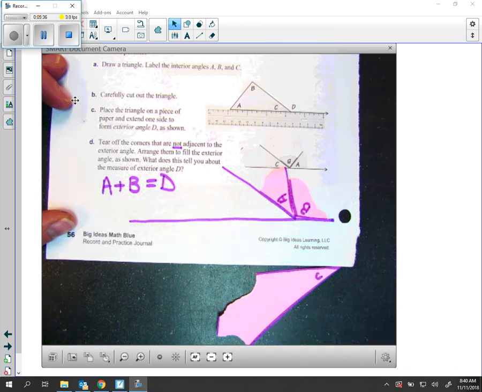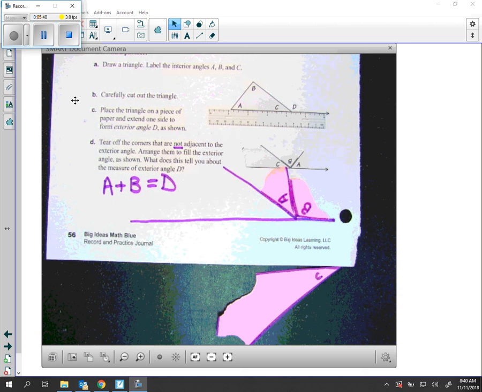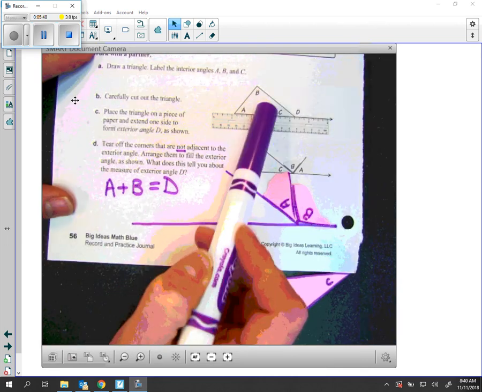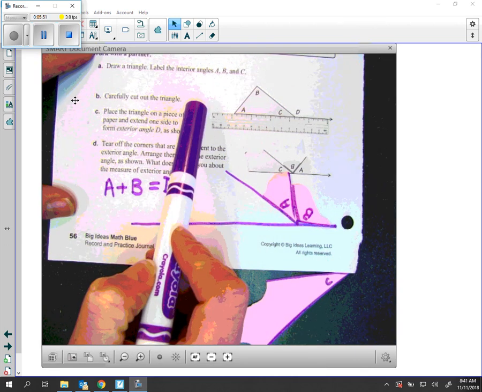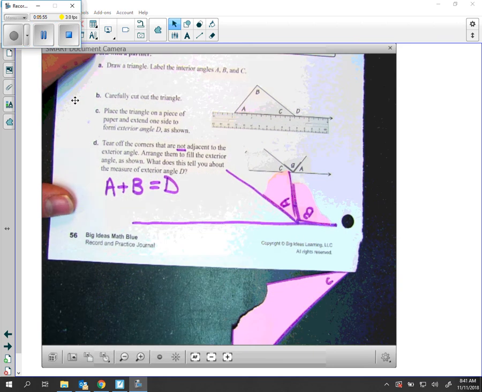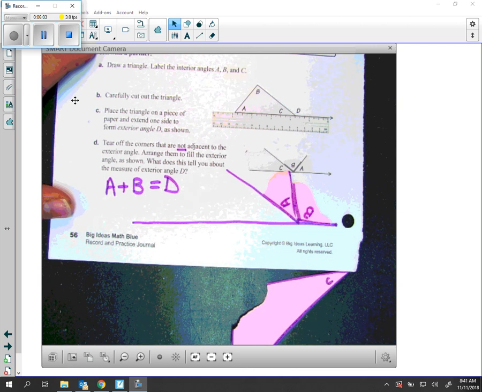What I recommend you doing is trying this maybe with two different shaped triangles to see if it still works. Or pull the exterior angle off of one of the other sides, like say off of A, and then tear off corners B and C, just to really show yourself that this works for all examples. You definitely need to have one example in your INB, and having more than one would just be a bonus.